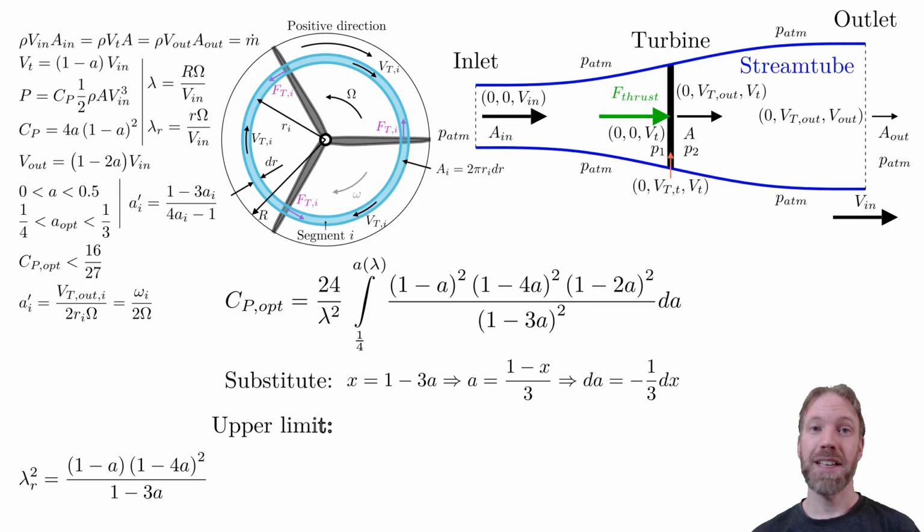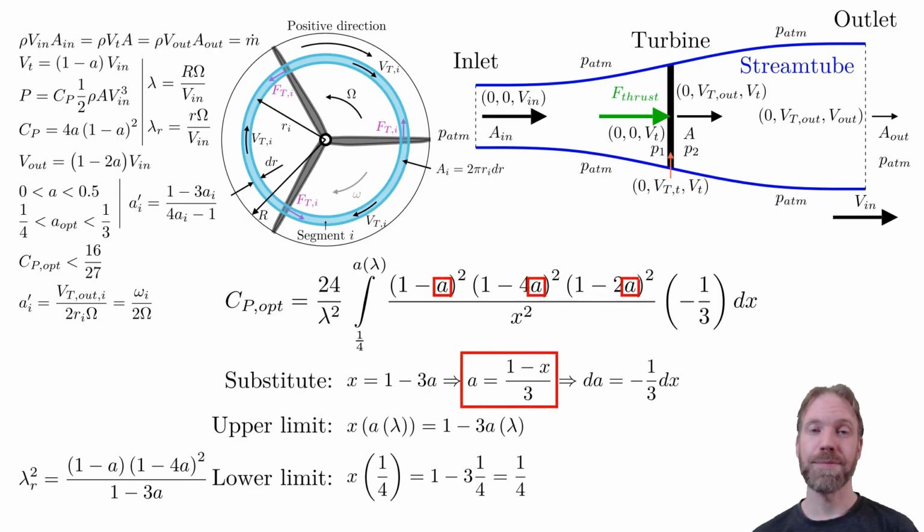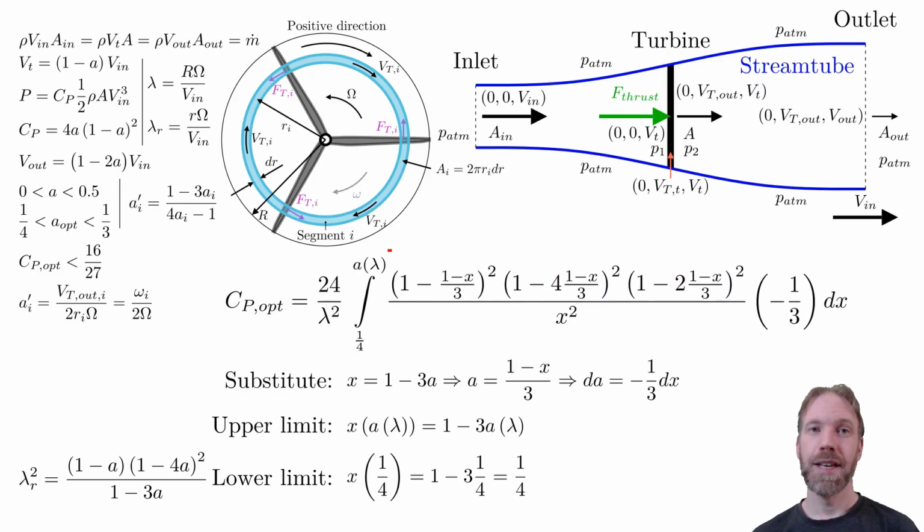For the upper limit, just insert the equation. For the lower limit, we can solve it. We see that it becomes 1/4. Replace with the expression for da. Replace denominator. Replace the remaining a's. Update limits to complete substitution.